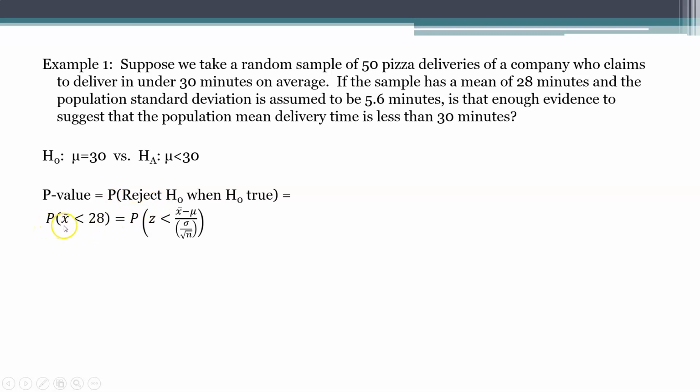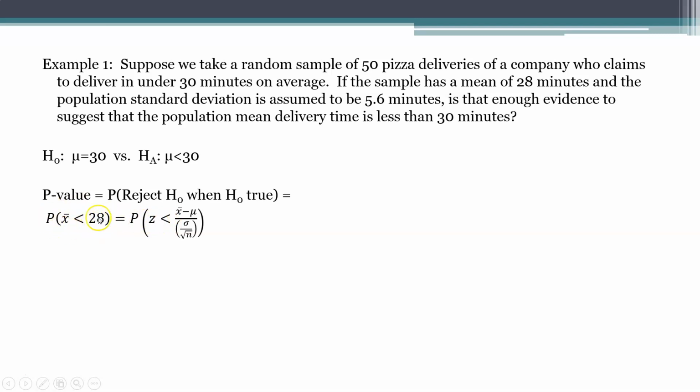So we're going to find the probability, assuming that mu actually equals 30, the likelihood that we would find data that's 28 minutes or less, because this is less than. So we're going to find the probability that x bar for a sample of 50 would be less than 28. Well, this is a central limit theorem problem: finding the probability that a sample of size 50 coming from a population with a mean of 30 and a standard deviation of 5.6 would be less than 28.